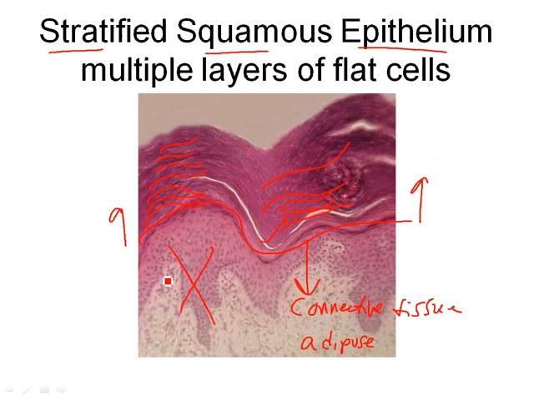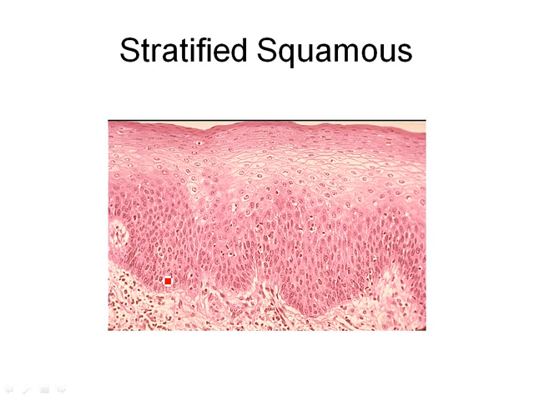Alright, so that's stratified squamous. Here's another picture of stratified squamous. And I like this one because you really can see there are lots and lots of layers of squished cells, and as they migrate out, this will be the superficial or outside of the skin. This is skin. As they migrate out, they become more and more squished, more flattened out, and you see the layers.